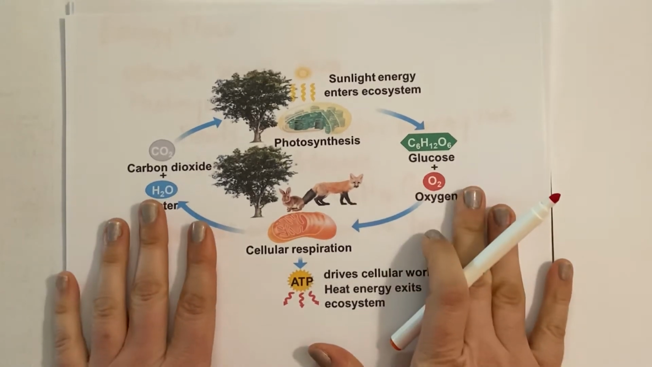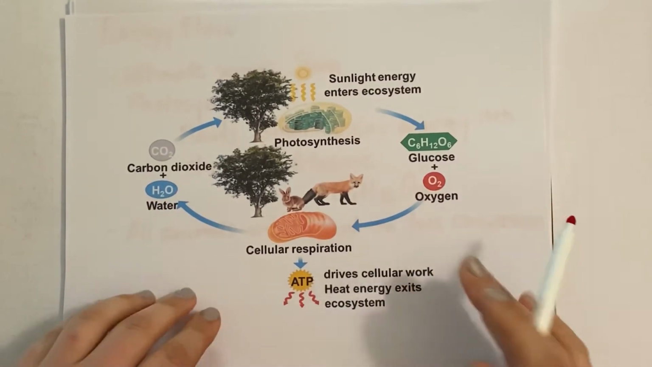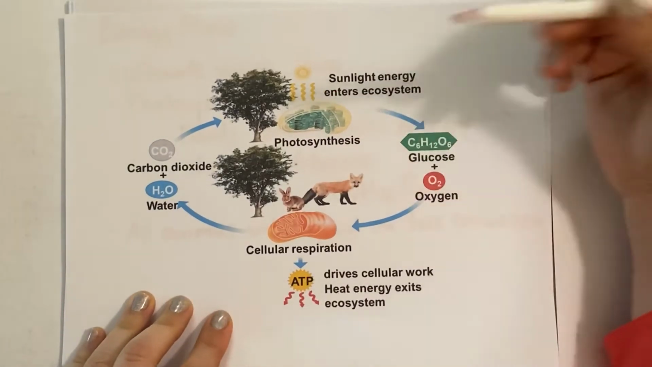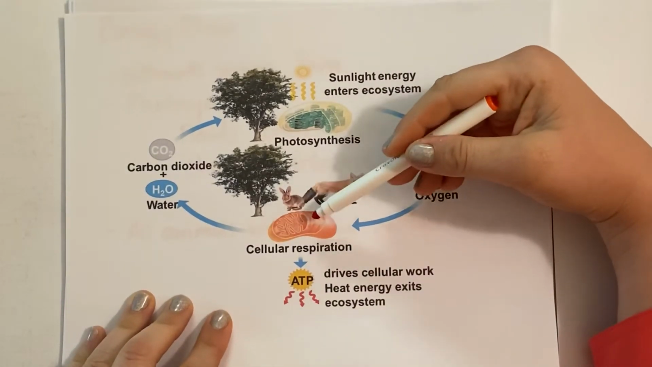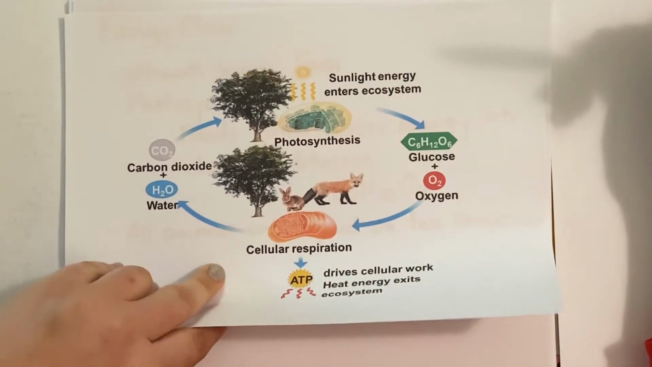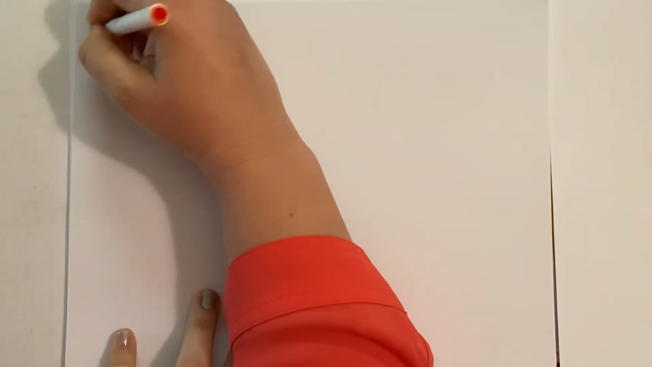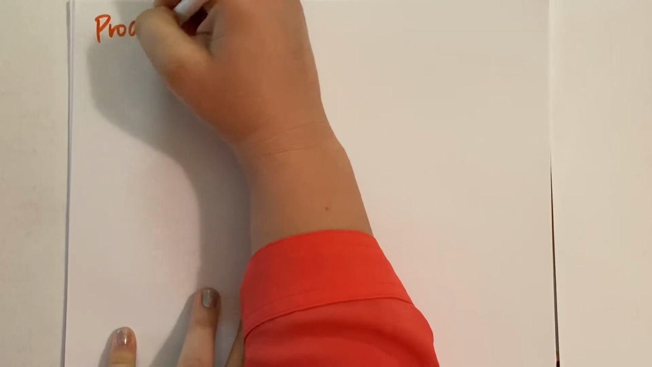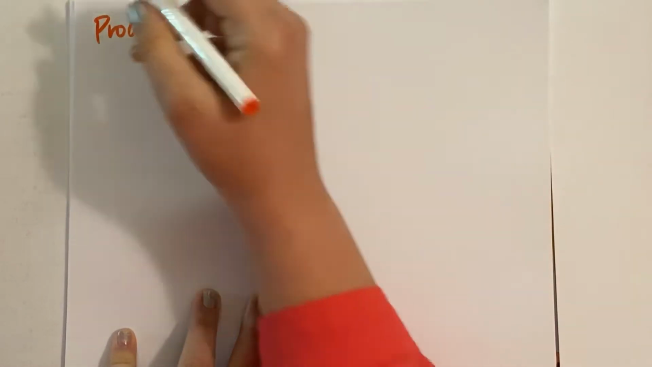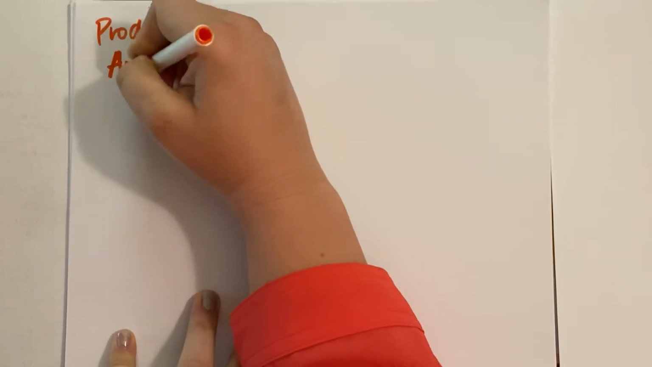Now, we can separate different organisms into different groups based on what they're able to do. Can they do photosynthesis and cellular respiration, or can they only do cellular respiration? I'm going to give you a category of these. The first group are called the producers. Another name for them is autotrophs.